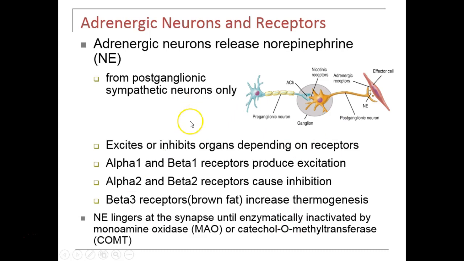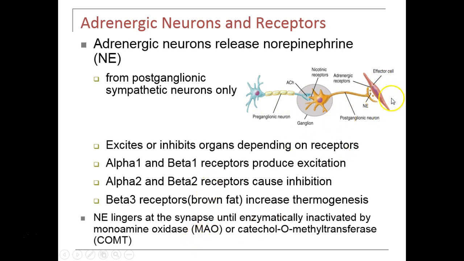So instead of making us memorize exactly the receptor distribution around the body, I came up with some generalities to help us learn a little bit about these receptors. First of all, there are different subclasses of the alpha and beta receptors. There's alpha 1s and alpha 2s, beta 1s, beta 2s. There's also a beta 3. So alpha 1 and beta 1 receptors typically are excitatory. That means that if an effector has an alpha 1 or a beta 1 receptor, when the sympathetic nervous system fires, it's going to increase the metabolism of that particular effector.